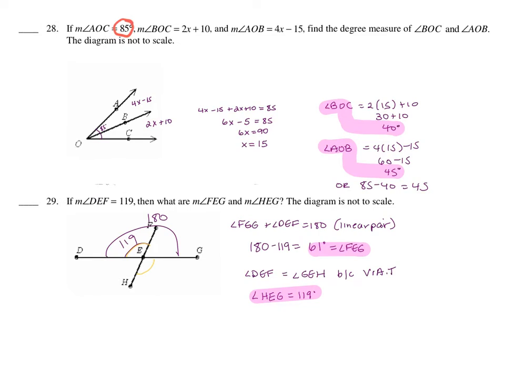29, angle FEG should have been 61. And angle HEG is 119. Those are a linear pair, so they have to add up to 180. No. One, you shouldn't need it, but two, no. Questions on those? Everybody still good, right? Okay.